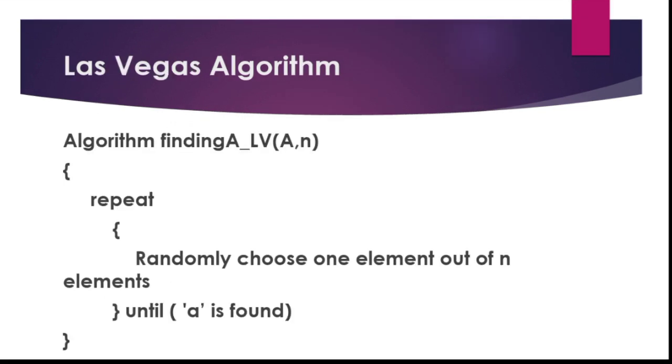This is the Las Vegas algorithm. It takes an argument as an array and its size is n. Then it has a loop. From there, it chooses a random index. It has n elements and so from there it chooses a random index. Then it checks whether the data at that index is A. If it is not A, it goes to the next iteration and chooses a next random index and checks whether it is A, and it continues this process until it encounters an A. This is Las Vegas algorithm.